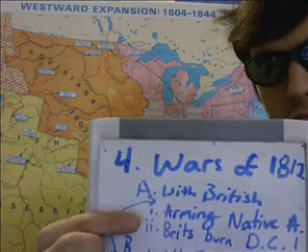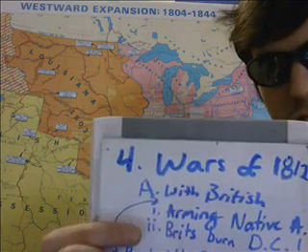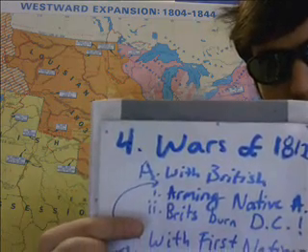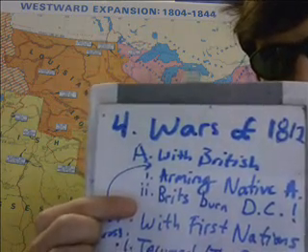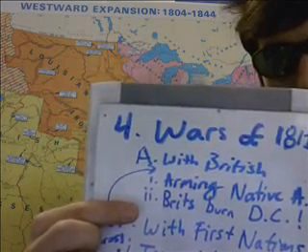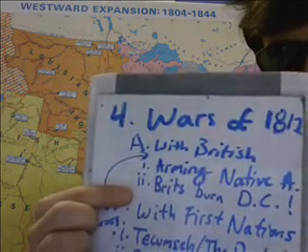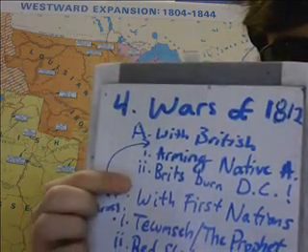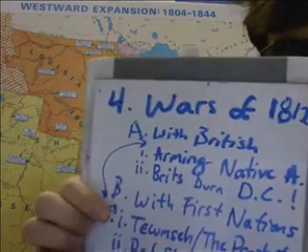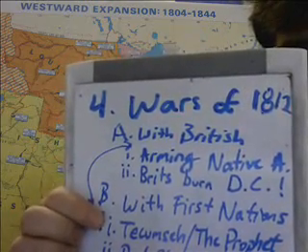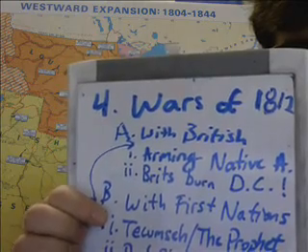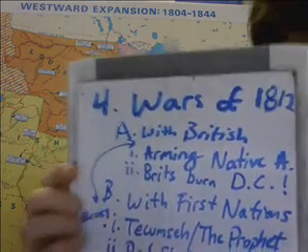Okay, and our focus today is going to be on the second part of these wars of 1812, the wars with First Nations, aka Native Americans. And these wars were largely led by these two men, Tecumseh and his twin brother, the Prophet. They were twins, both Shawnee Native Americans. Let's see what they look like.